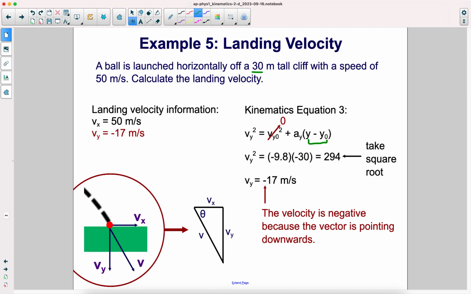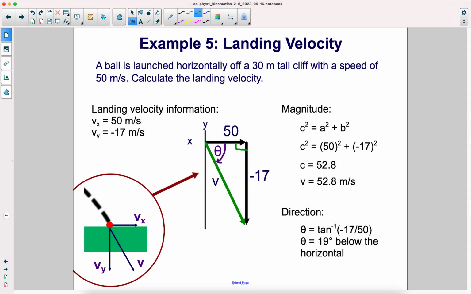So here, look, we have that v squared is 294. We have to take the square root. Now you have to remember that this is negative velocity since that vector is pointing down in the same direction as acceleration. So if acceleration is negative, so is this vector. They're both pointing down.